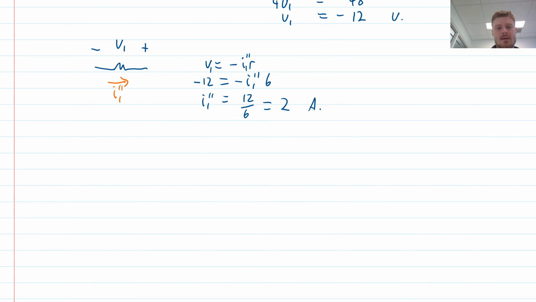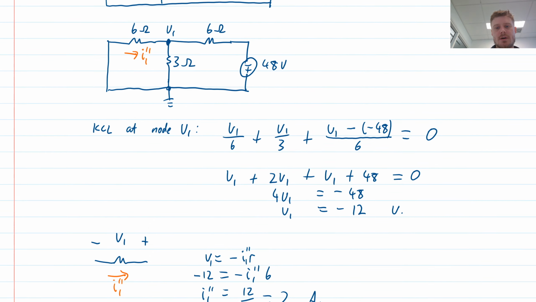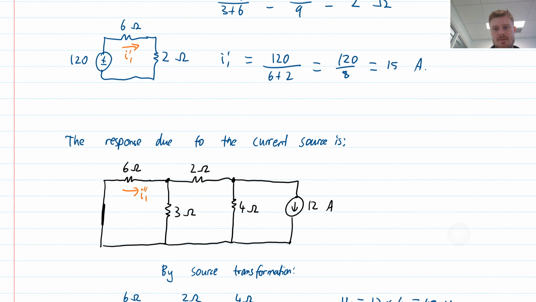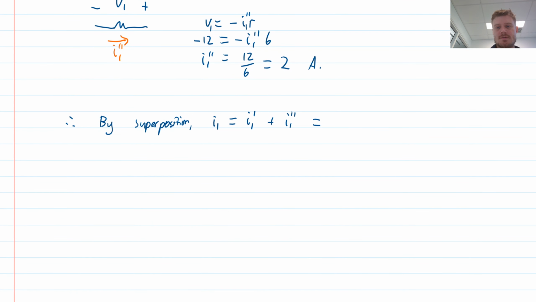So we can, therefore, by superposition, the original current that we were trying to find is the sum of the individual responses. That's the response due to the voltage source, the first term, and then the response due to the current source is the second term. So those numbers were 15 amps and 2 amps. So 15 plus 2 is 17 amps.